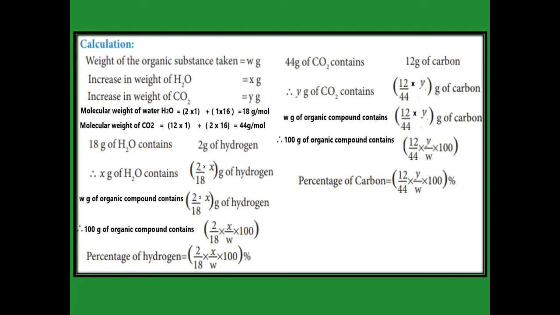So 100 gram of organic compound contains that above one, along with that you have to write 2 divided by 18 into x divided by w into 100. The 100 we are putting because we are finding the percentage. So this value is called the percentage of hydrogen.